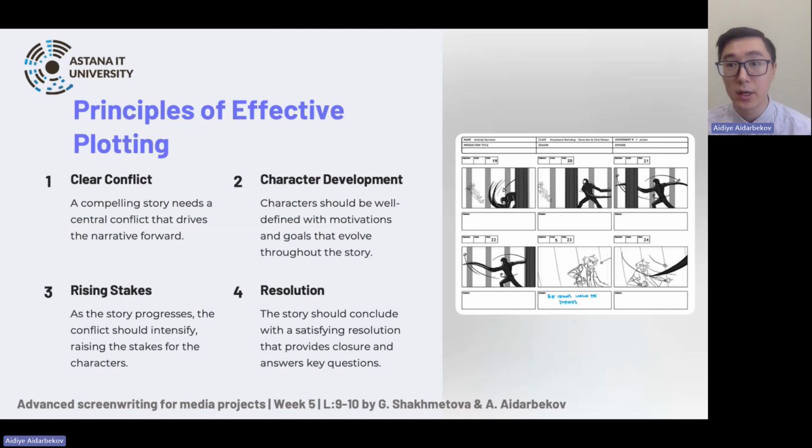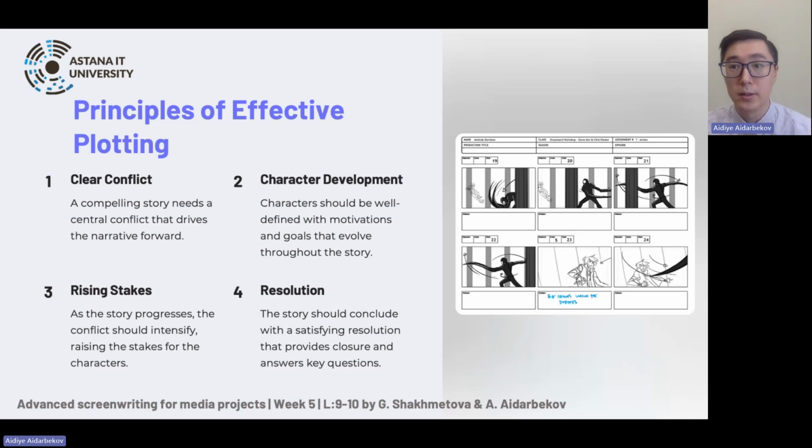We covered three-act structure in our previous screenwriting courses. As the story progresses, the conflict should intensify, raising the stakes for the characters. Each time our story needs to be higher and higher in terms of conflict. It needs to be bigger. A lot of people need to be involved. The world needs to be involved in our conflict. So how can we show the rising stakes in our story through plotting?